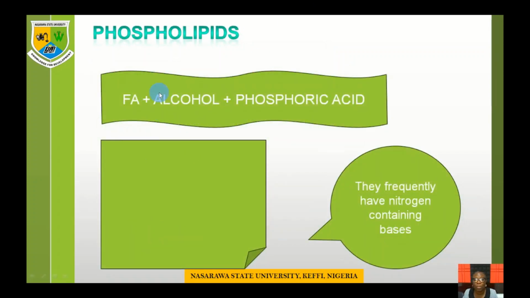Now, phospholipids generally are fatty acids plus alcohol plus phosphoric acid, and they frequently have nitrogen containing bases. All right, aside from the fatty acid, the alcohol, and the phosphoric acid, they contain nitrogen containing bases.